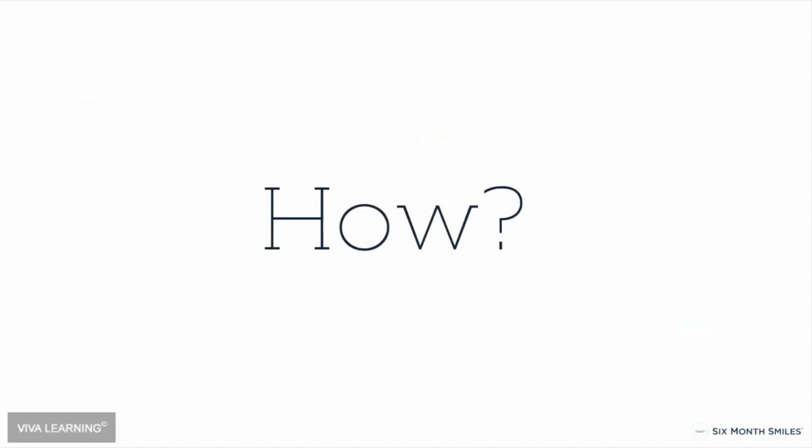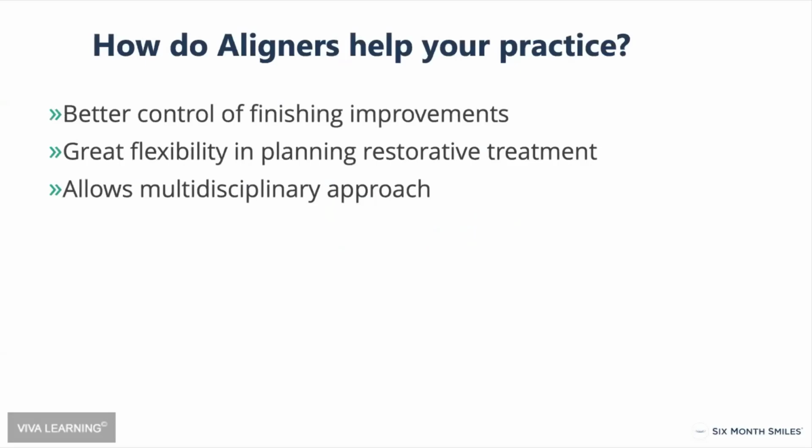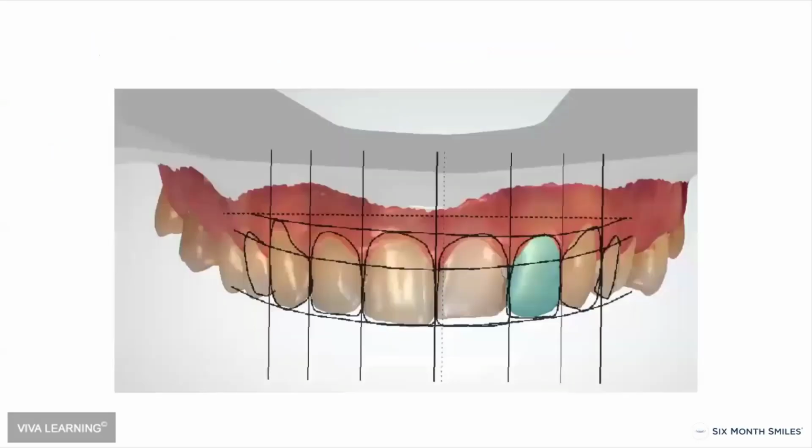Now, how is that going to work in your practice? Aligners work in your favor to the point that they will give you better control of finishing movements, or finishing improvements. So great flexibility in planning a restorative treatment, for example, as I mentioned earlier, and it allows a multidisciplinary approach. So a lot of things can work with aligners, or before aligners, or after aligners. We'll look at them more closely.